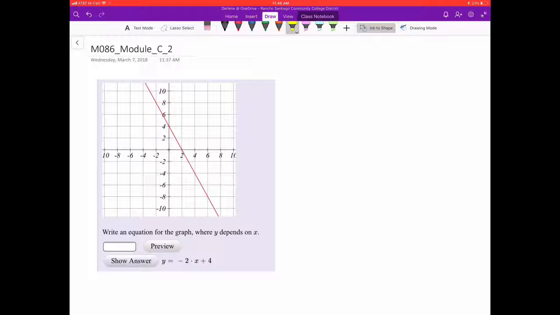Hi, in this example, we are going to write an equation of a graph given the graph itself. Looking at this example here, we can see that this line is falling left to right, so there's some things that we could actually note ahead of time. Our first note would be, since the line is falling left to right, that means that our slope should be negative.